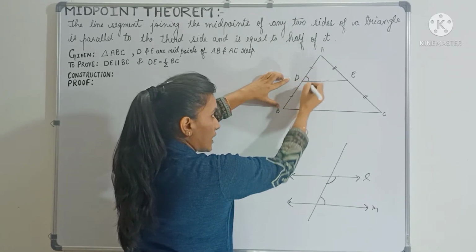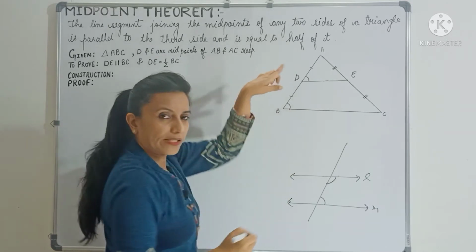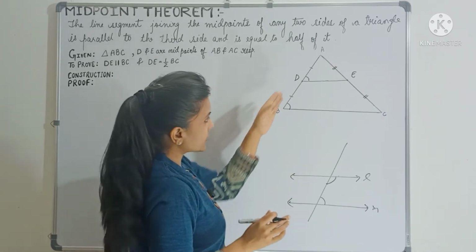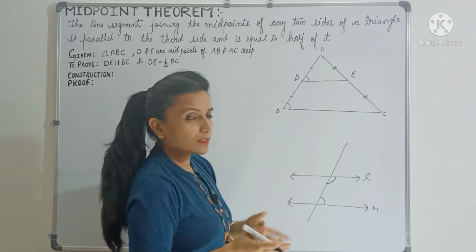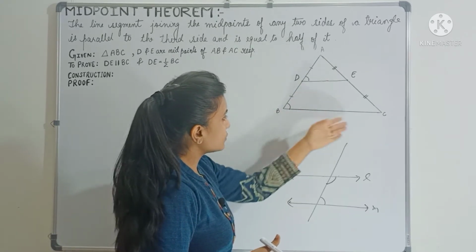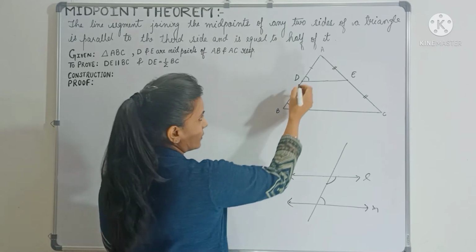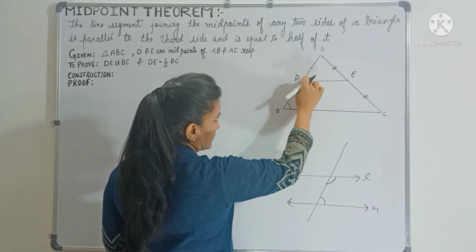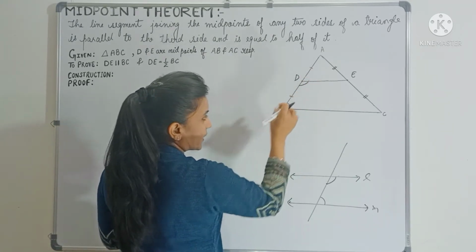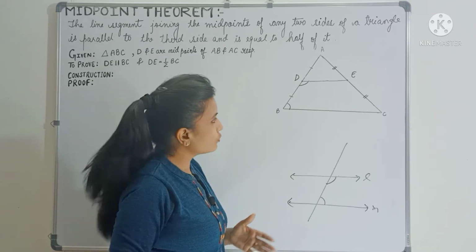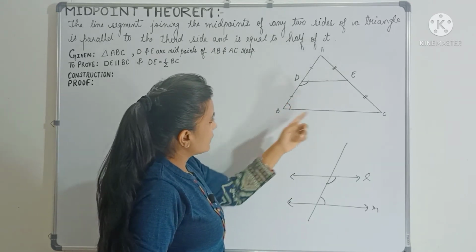So these two angles are corresponding angles, right? If I show that these two angles are equal, then I can conclude that DE is parallel to BC. Or you can show that this angle plus this angle is 180, then also you can conclude that DE is parallel to BC.